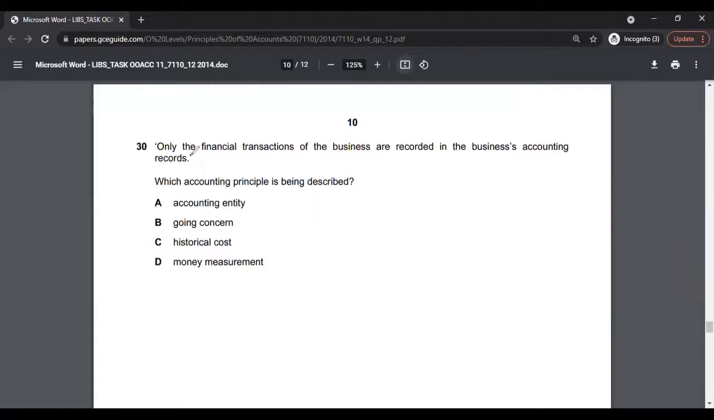Multiple choice 30. Only the financial transactions of the business are recorded in the business accounting records. Which accounting principle is being described? That's accounting entity. The answer to multiple choice 30 is option A. Accounting entity requires you to account for only business transactions and not for personal transactions. There's a difference between your personal transactions and business transactions. Therefore, the answer to multiple choice 30 is option A.